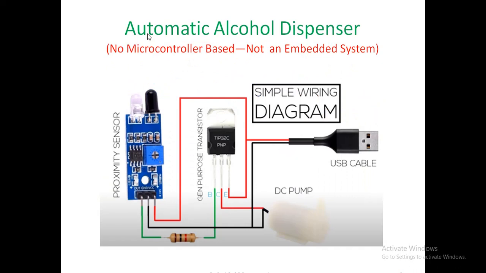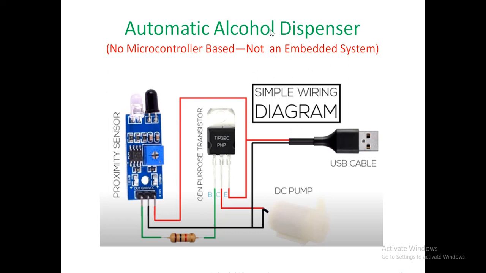One example is an automatic alcohol dispenser. Many people think that every automatic system is based on an embedded system. It's not true. An embedded system should use a microprocessor or microcontroller with some software. Then we can claim that the system is an embedded system.